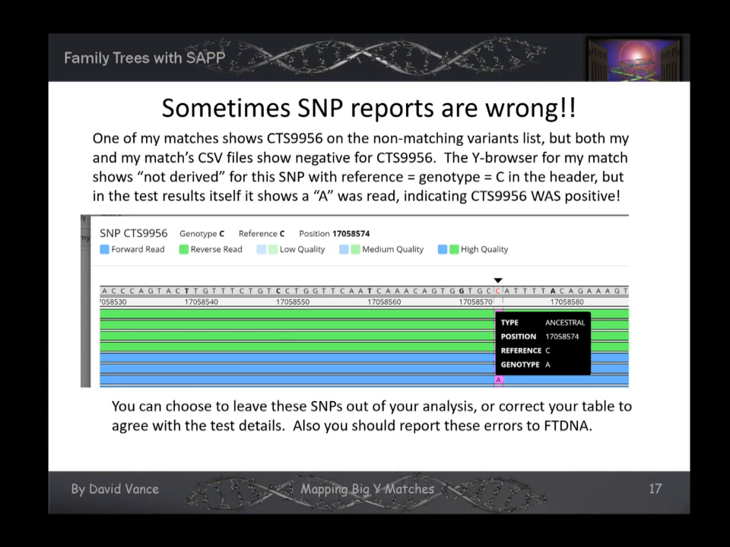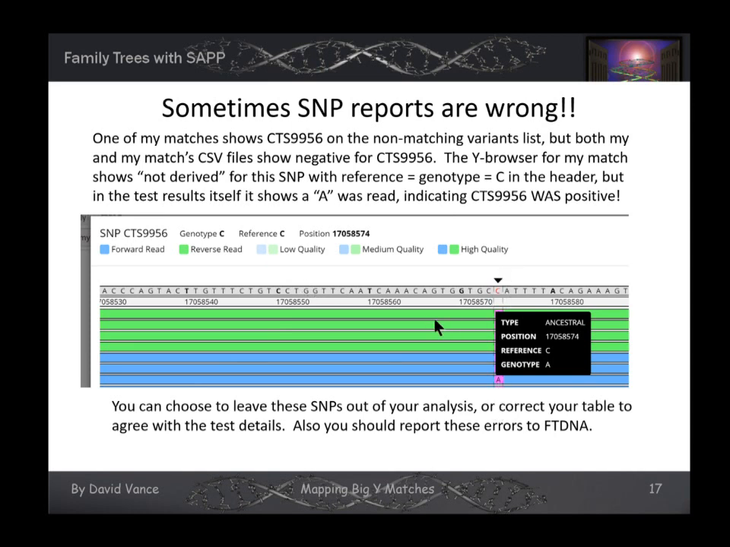So that caused me a question, and I had to look more carefully. This is the Y chromosome browser for Family Tree DNA for that SNP on my match 2 on their Big Y test. And when I open it up, it shows A's in the column for that SNP, and the detail shows that the reference is C and the genotype is A. So that says it was derived and it was positive, whereas the header says that the reference was C. So Family Tree DNA's results are not consistent with each other, but the test appears to show that it actually was positive.